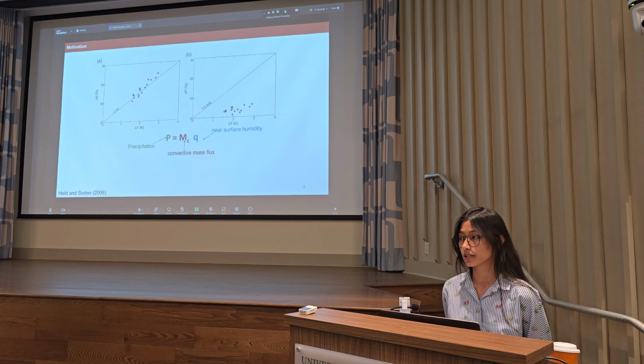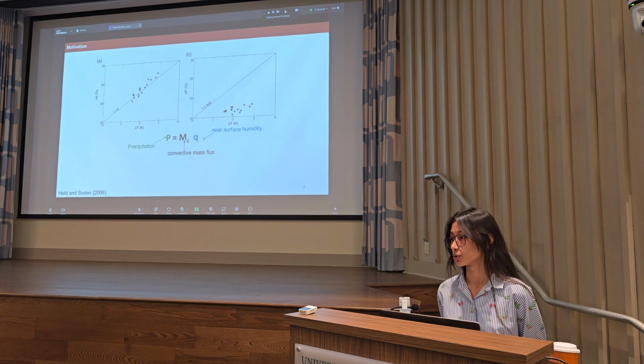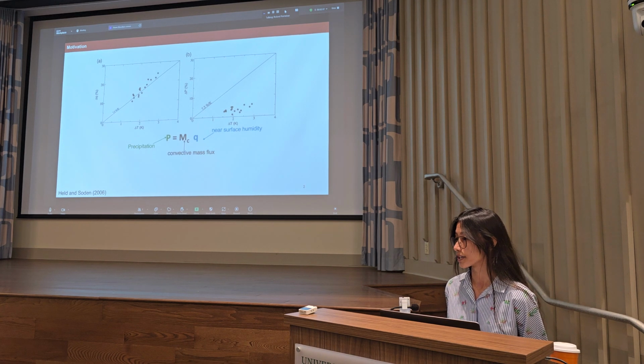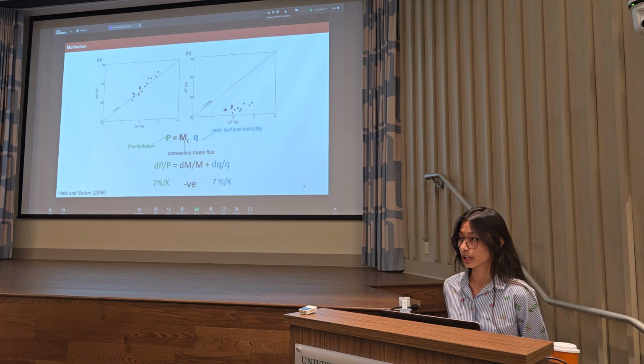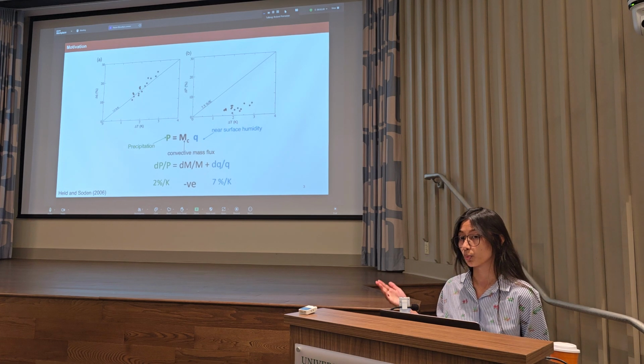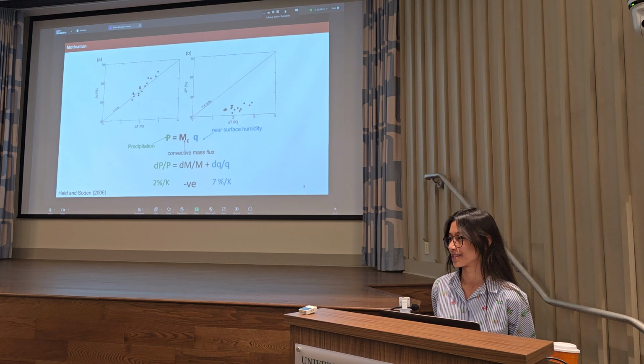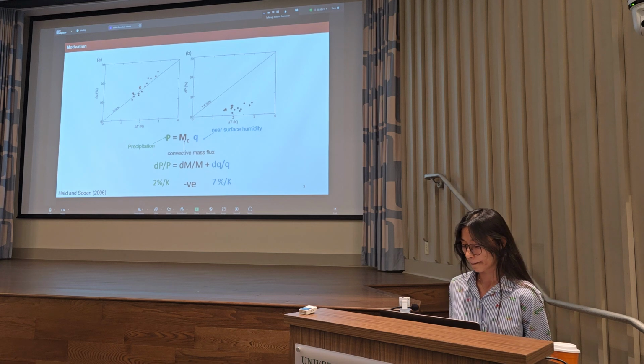Now, this discrepancy of increase between these two variables is very important because precipitation in our atmosphere can be understood as a product between convective mass flux and near-surface specific humidity. Thus, this differential increase between precipitation and near-surface specific humidity requires a weakening of the convective mass flux.